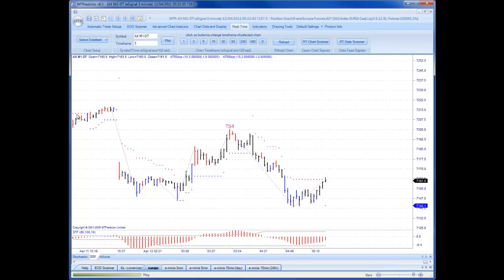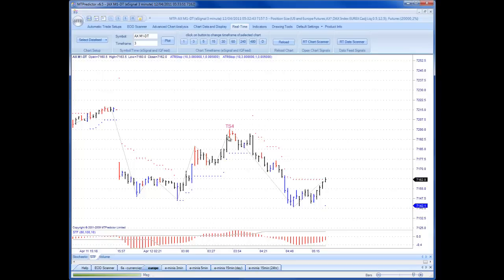Today I'd like to have a look at a European market, this time the Dax. This is the 3-minute chart of the Dax in Europe. This is on MTPredictor 6.5. Just like to have a look at a couple of setups that have unfolded over the last 2 days. Today is Tuesday the 12th of April. This is real time at the moment.